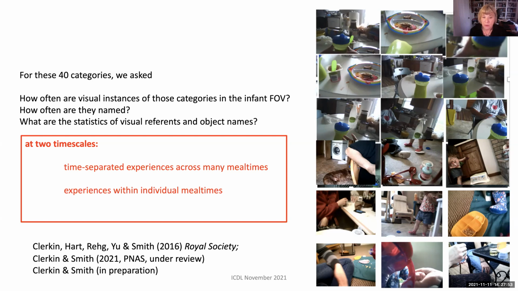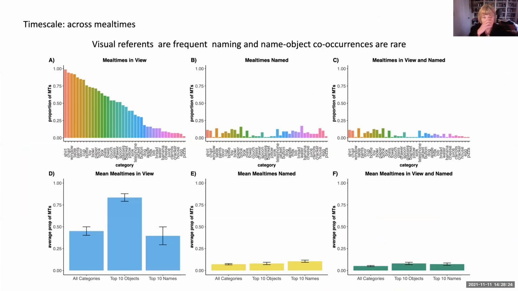Time separated experiences across meal times, like how many meal times does a cup show up, okay? So day in, day out, multiple meal times, how often does a cup show up? But we also asked about the statistics of the experiences within individual meal times. So given you've got a visual cup in your mealtime, how long is it lasting? Is it likely to be named? So forth, okay? And again, I'm going to give you just highlights of these results, the most important.